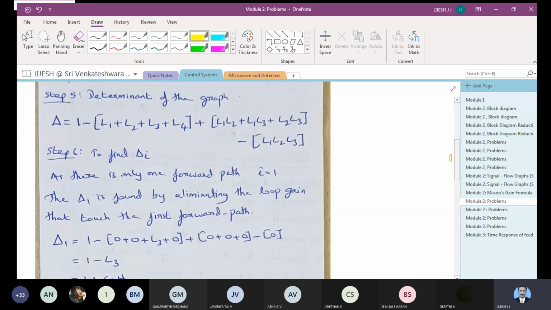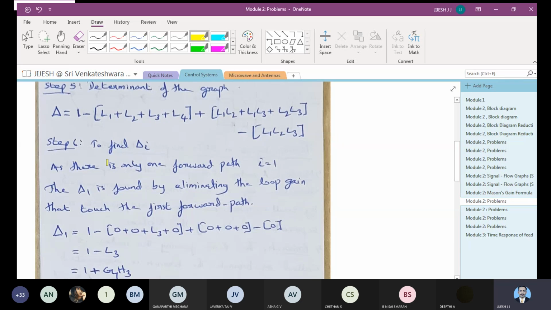So now we are going to see till step 5. It's clear for everyone, right? Till step 5 to find out delta. It's clear? Yes, sir. Okay. So to find out delta I, let us see how to do delta I.